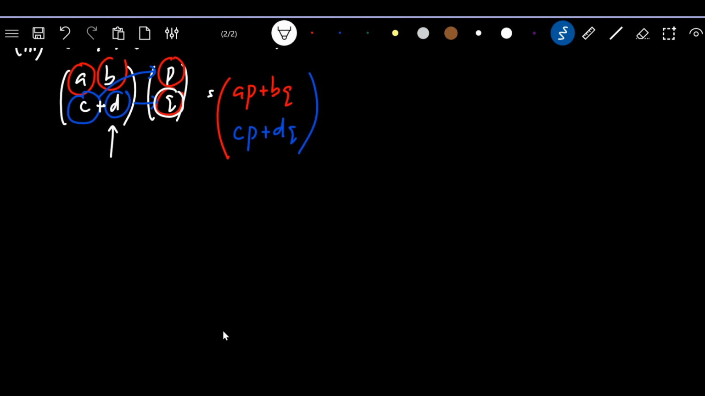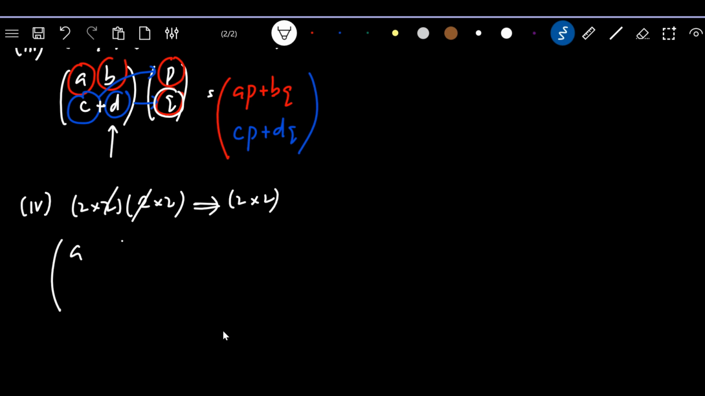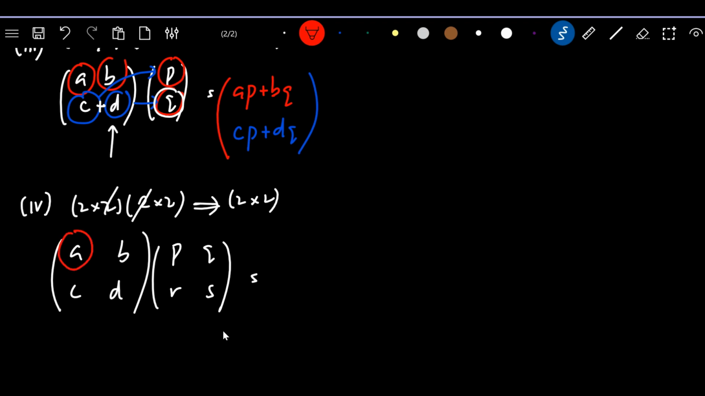So now let's move on to the fourth case, which is 2 times 2 times 2 times 2. You will cut off the middle and produce a 2 times 2 matrix also. So A, B, C, D times P, Q, R, S. What you need to do is the same thing. A times P plus B times R, AP plus BR.